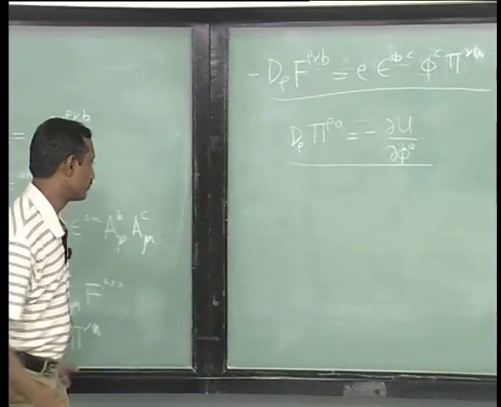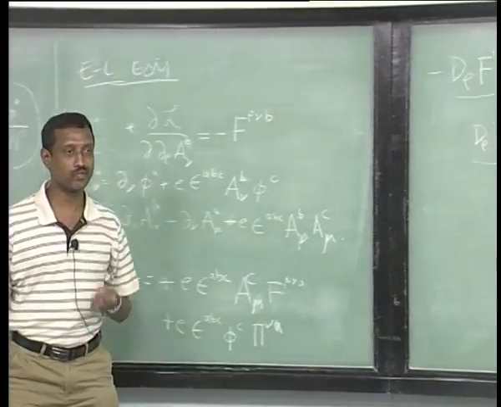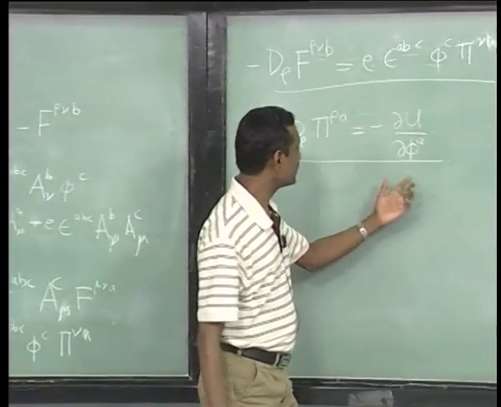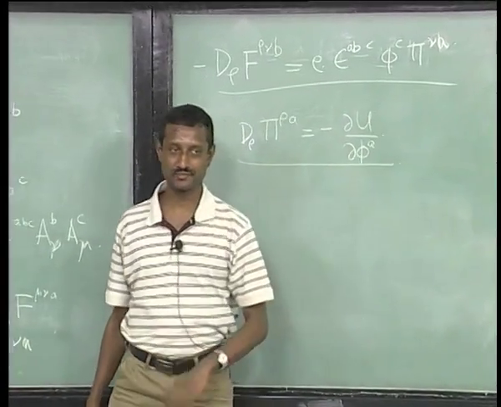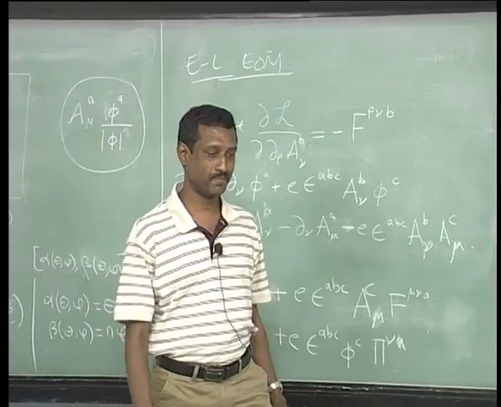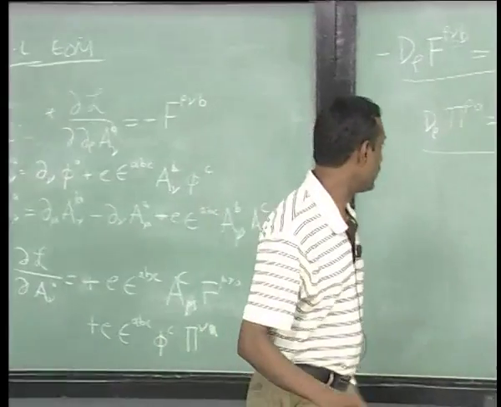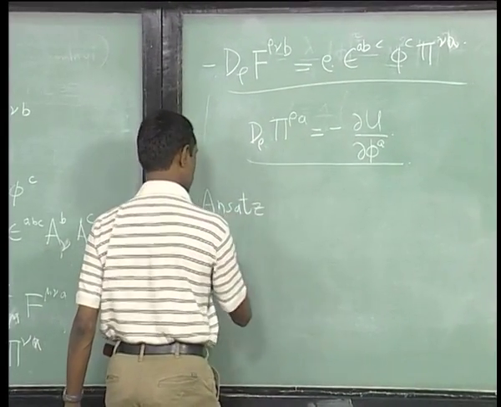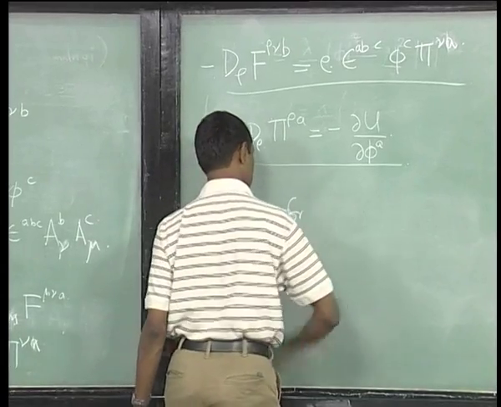Now we have the equations of motion, and one more thing we know is that in the Prasad-Sommerfield limit this term will vanish, the potential goes away. Just remember that. So we need to make an ansatz for the fields.